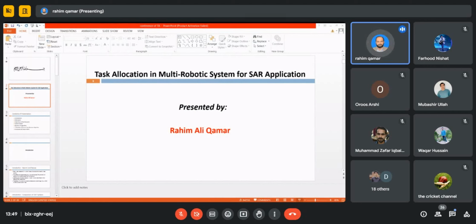There are two components of search and rescue operation. First is locating the survivor, and second is providing support services. In this presentation, we are only talking about the task allocation. Task allocation is the capability of a multi-robotic system to allocate specific tasks to individual UAV.